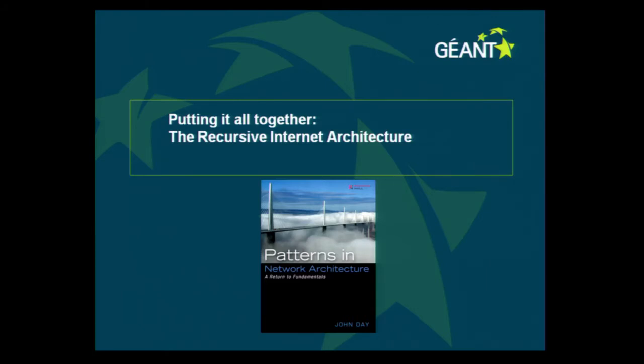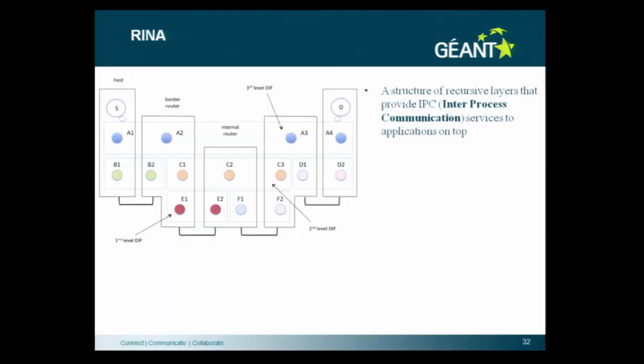The groundwork was laid out in this book from 2008 by John Day. It has a structure of recursive layers, and they provide IPC, inter-process communication, so that they really give you a channel between two application processes which should be communicating. The services and the application run on top of that IPC layer. It's a single type of layer, so every layer in RINA is exactly the same. It has the same functionality. You just don't need to implement all of it, but the maximum functionality of all layers is the same.